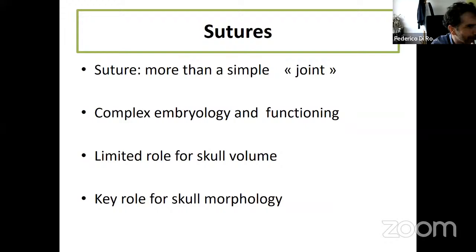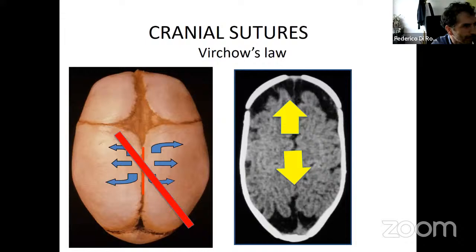in which we know only some part of it. It has a limited role for the skull volume, because the volume will be dictated by the growth of the brain underneath and by this mechanism of resorption and reabsorption, but it has a key role for the skull morphology, because when it's closed, the shape of the skull will change. How does it change? It will change because there will be no growth perpendicular to the closed suture.